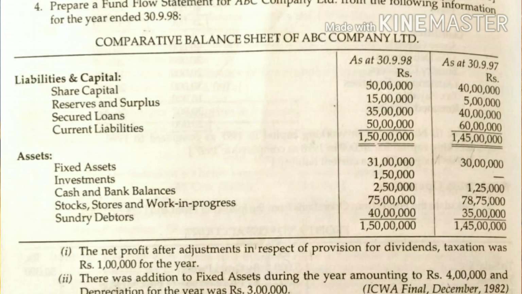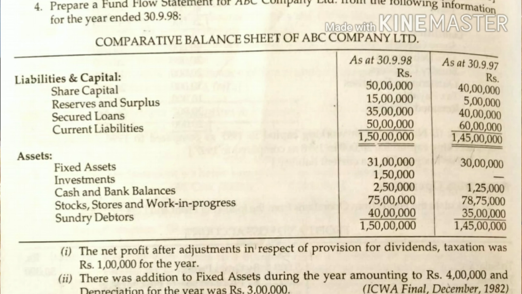Then next is cash and bank balance, 2,50,000 and 1,25,000. 1,25,000 is opening balance, 2,50,000 is closing balance. So the difference will be taken in the schedule of changes in working capital. Then stock, stores and work in progress. Sundry debtors. Opening it was 35 lakh and closing it is 40 lakhs. So debtors are increasing. So this also will come in the schedule of changes in working capital.